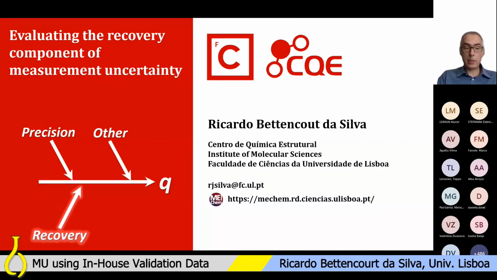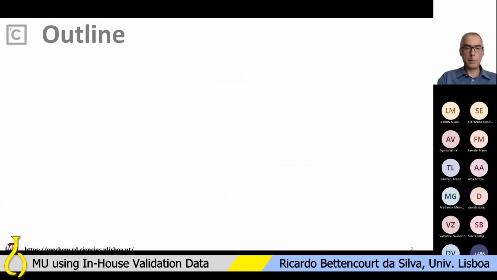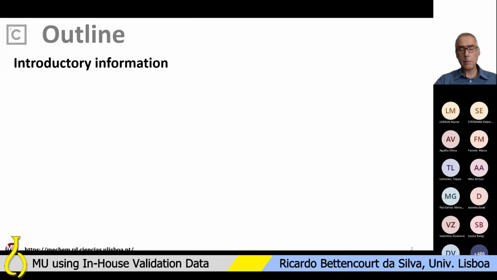Now I will try to say some words on how to handle the recovery uncertainty, how to handle the so-called systematic effects that affect our measurement. In my presentation, I will start with some introductory information, like in the first one, and then I will list the type of reference materials that can be used to assess the agreement of the measured values and the conventional true values of the measurements.